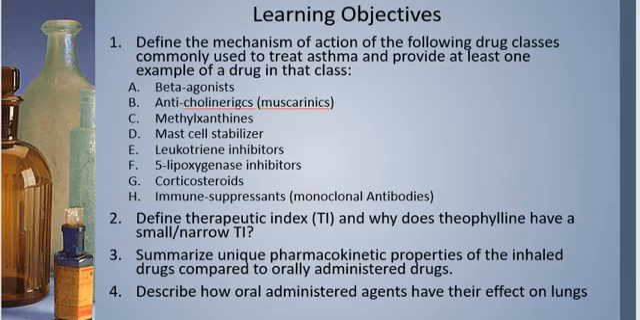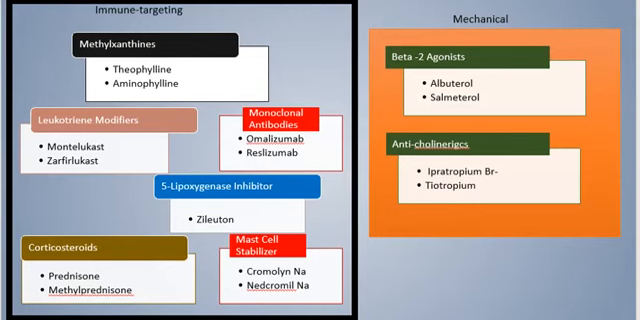Okay, here are your learning objectives, and these are all the drug classes we're going to go through. We're going to talk about an important pharmacology concept called the therapeutic index, and we will talk about some of the unique pharmacokinetic properties of inhaled drugs. All right, so here's the drug list. I've broken it up into two different groups.